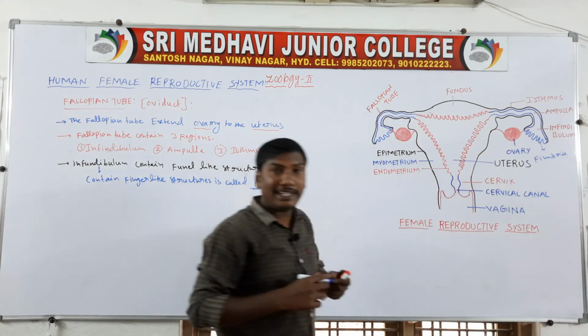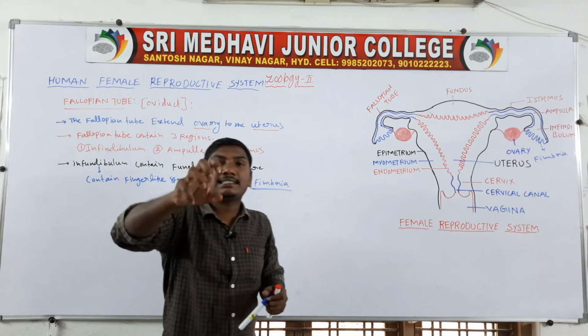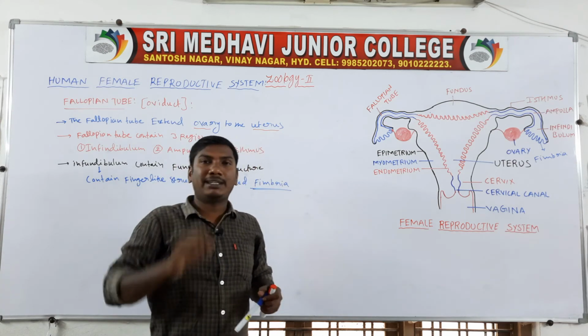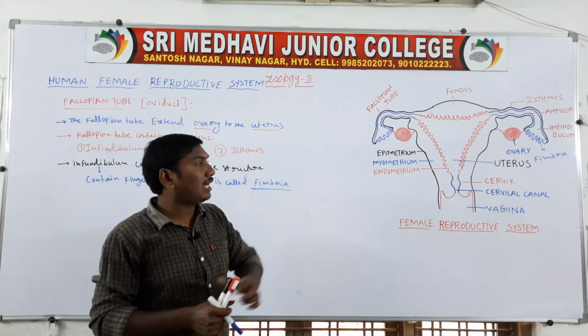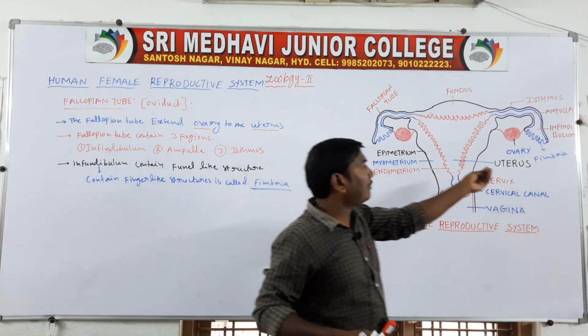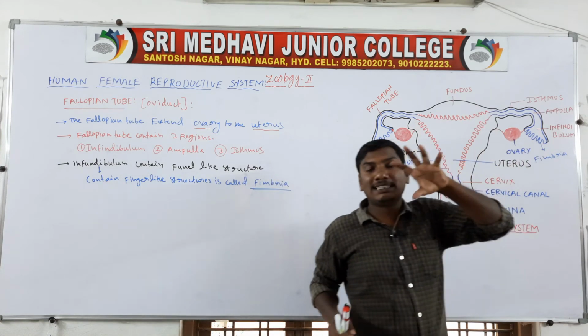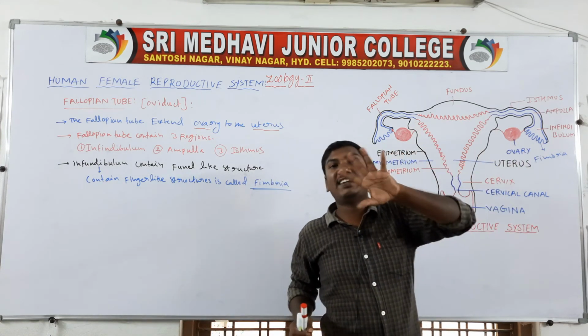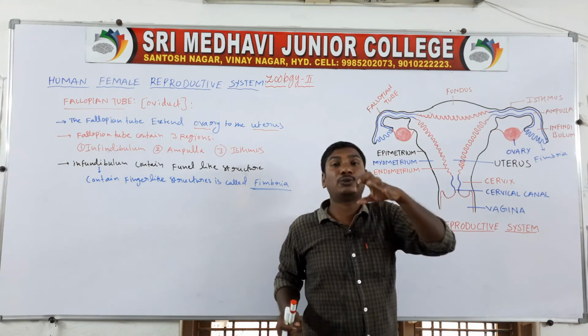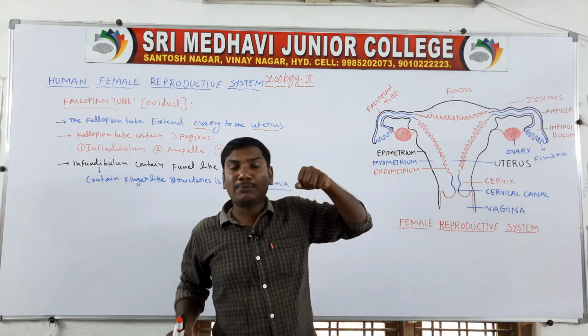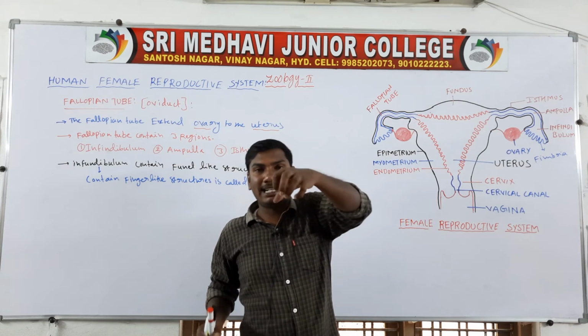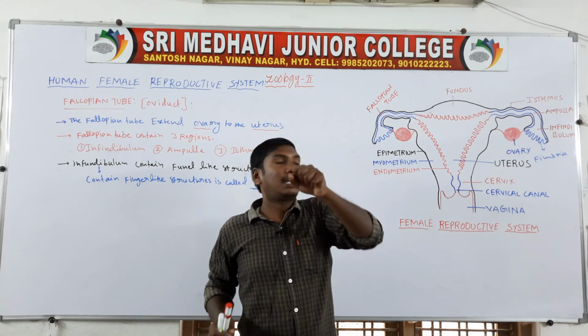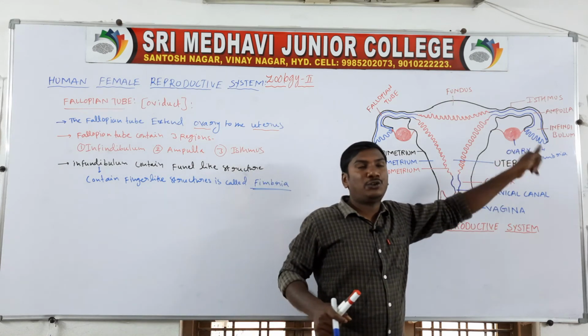So these Fimbriae help in the collection of ovum. The infundibulum contains the funnel-like structure, and this funnel-like structure contains finger-like structures called Fimbriae. They help in the collection of ovum. After ovulation, the ovum is released, and the ovum is collected by the fallopian tube.